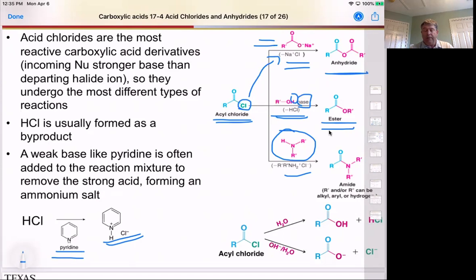So the other thing we can do is we can actually take our acid chloride and either react it with water to create HCl and our carboxylic acid, or base to create our carboxylic acid salt plus our ion here. So we can go from this acid chloride all the way down across the entire set of more stable compounds.